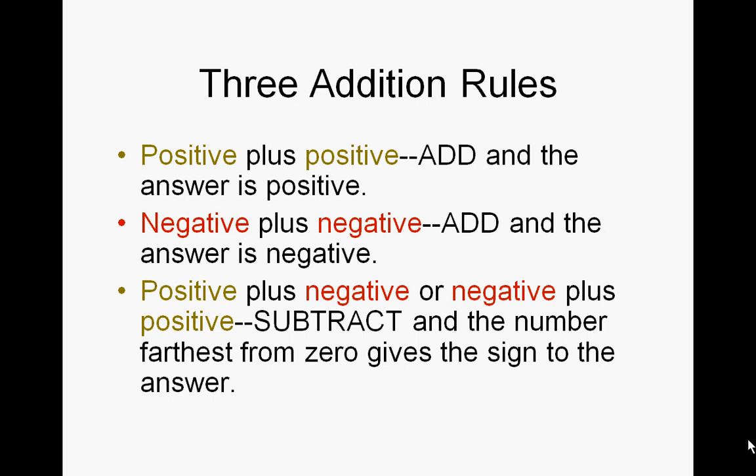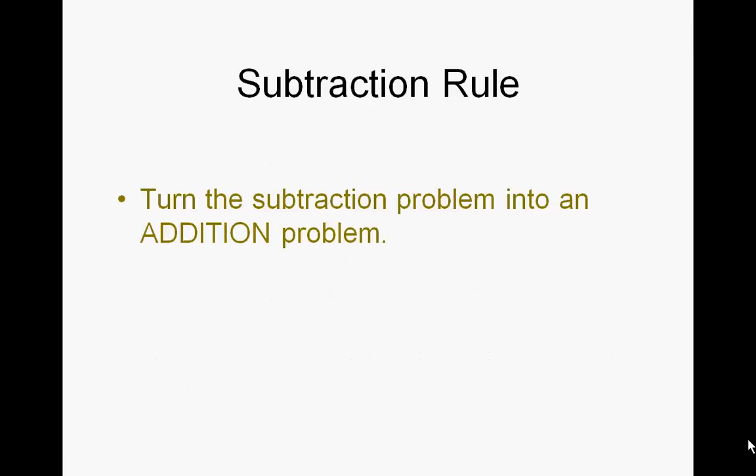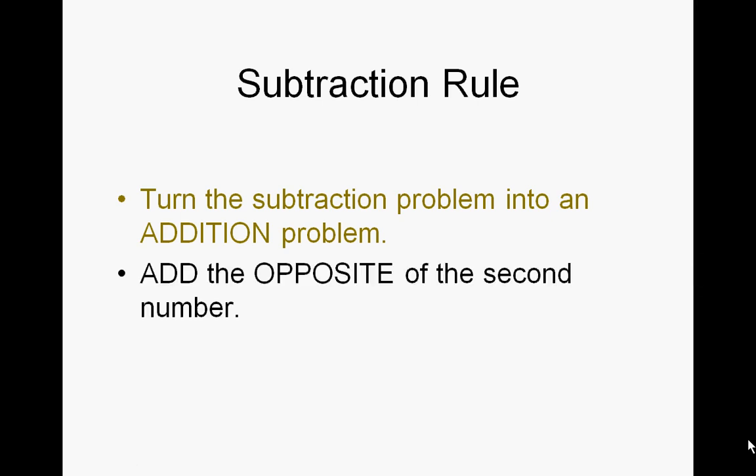Alright, the subtraction rule is easy. Turn it into an addition problem and then follow the addition rules. That's it. How we do that is we're going to add the opposite of the second number. This is very similar to what we do with division of fractions. We don't actually divide fractions, we multiply by the reciprocal of the second fraction.